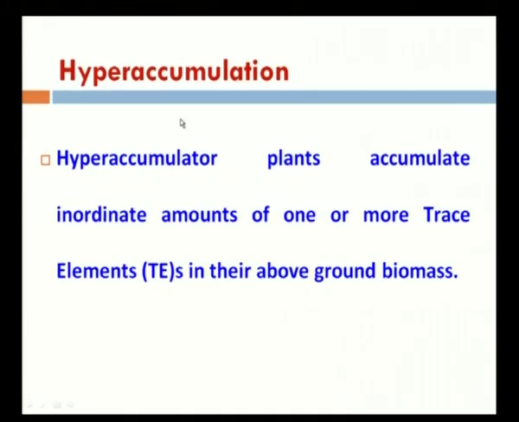And then comes hyperaccumulation. Hyperaccumulator plants accumulate inordinate amounts of one or more trace elements in their above ground biomass. See, we have already discussed this. When these minerals and materials go into the atmosphere, land or water, they are grasped by the plants and accumulate in the plant bodies. When animals eat the plants, those minerals get into the animals, and that is called bioaccumulation.